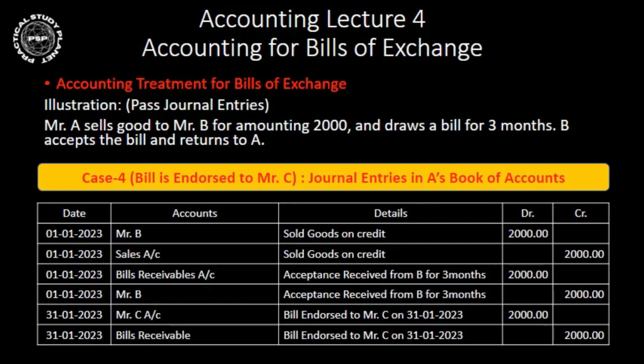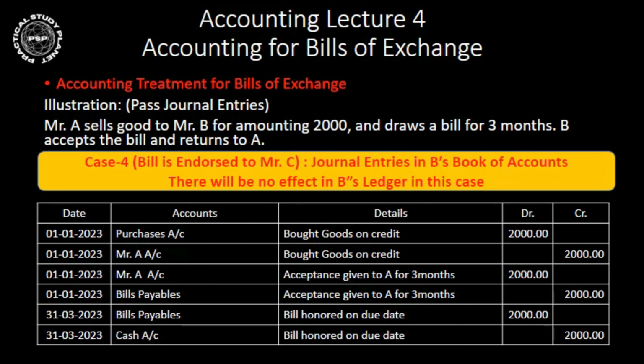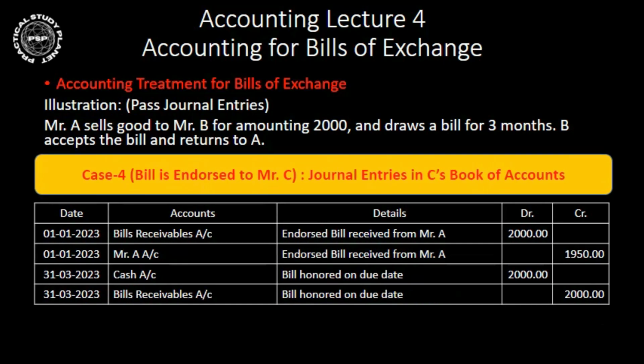So now the bill is with Mr. C, so Mr. C will collect the amount from Mr. B. There will be no changes in the books of B. You can see the same treatment will be like in case 3, case 1 and case 2. So B's books will be the same.